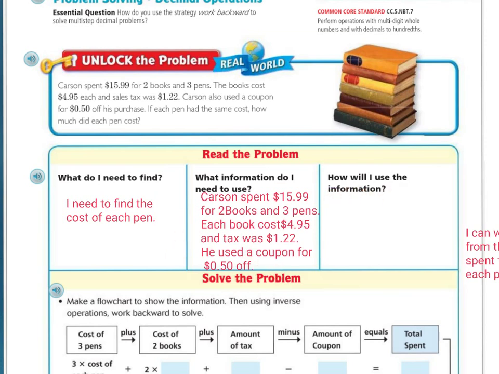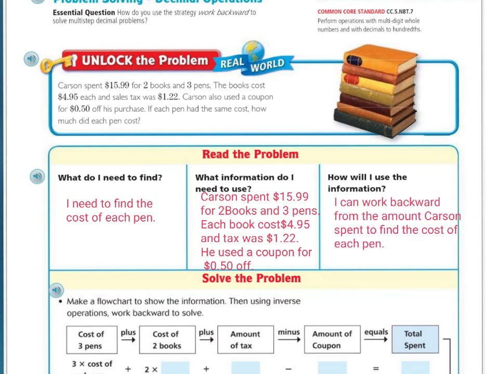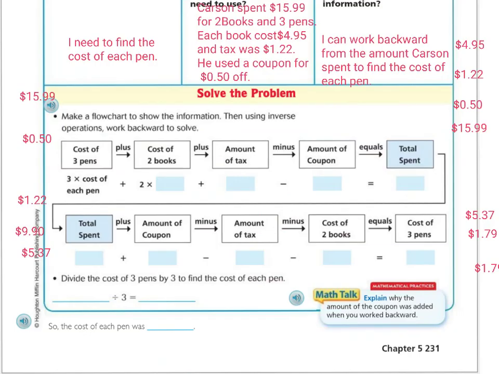How am I going to use that information? Well, I can work backward. I can work backward from the amount Carson spent to find out the cost of each pen. Okay, so the first thing we're going to do is make a flow chart to show the information, and then we're going to use inverse operations and work backwards to solve.